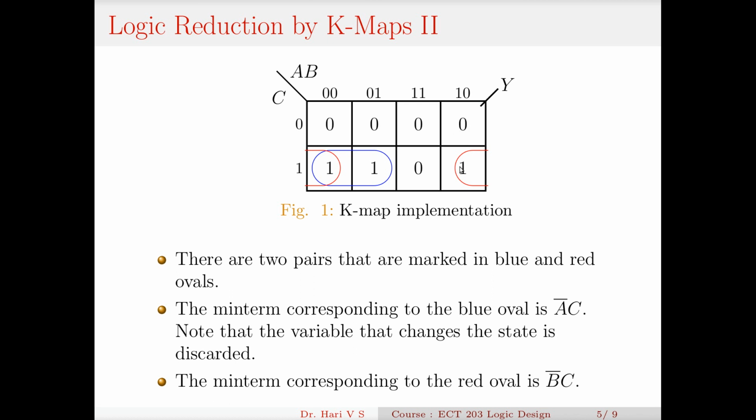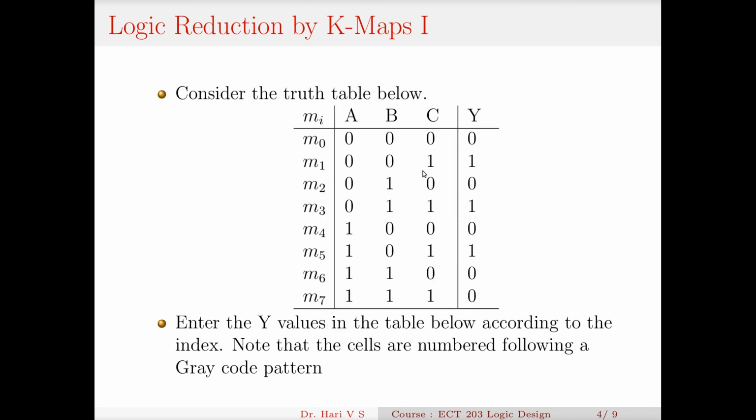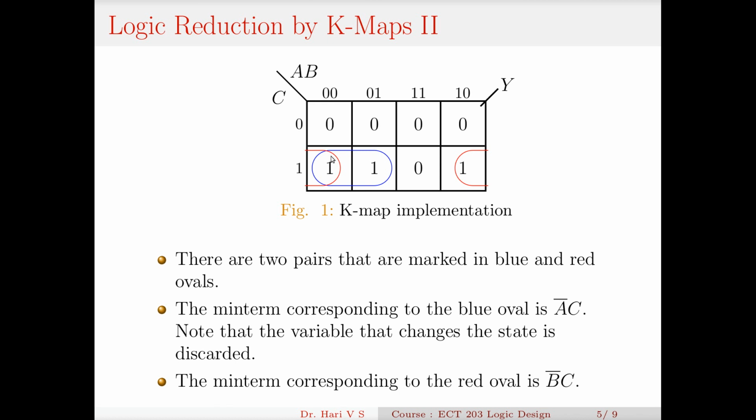This is M4, and M5 should be entered here. M6 is 1,1,0, and this is M7, that is 1,1,1. So I enter them like this: M0, M1, M2, M3, M4, M5, M6, M7. Accordingly, the outputs are 0, 1, 0, 1, 0, 1, 0, 0. I enter them from top to bottom: 0, 1, 0, 1. Then next, 0, 1 comes here at 1,0,0, that is M4, and then M6 and M7 are 0, 0.